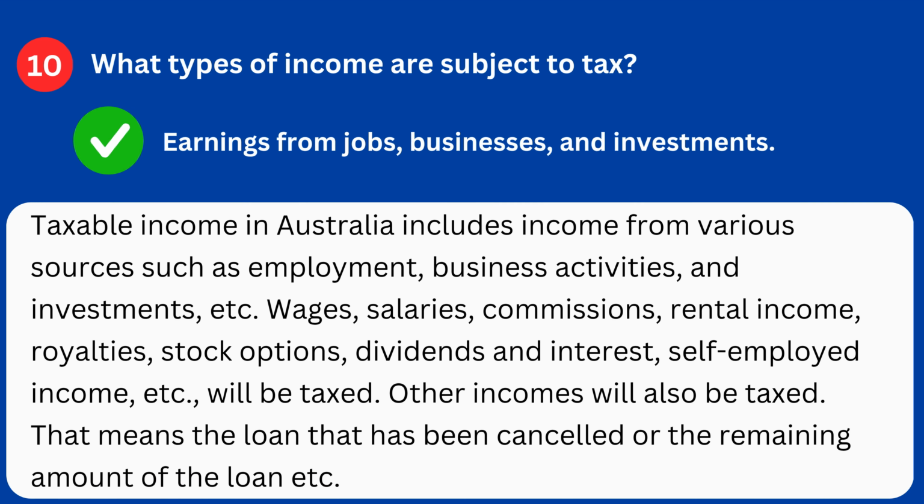The correct answer is option C. Earnings from jobs, businesses, and investments. Explanation. Taxable income in Australia includes income from various sources, such as employment, business activities, and investments, etc.